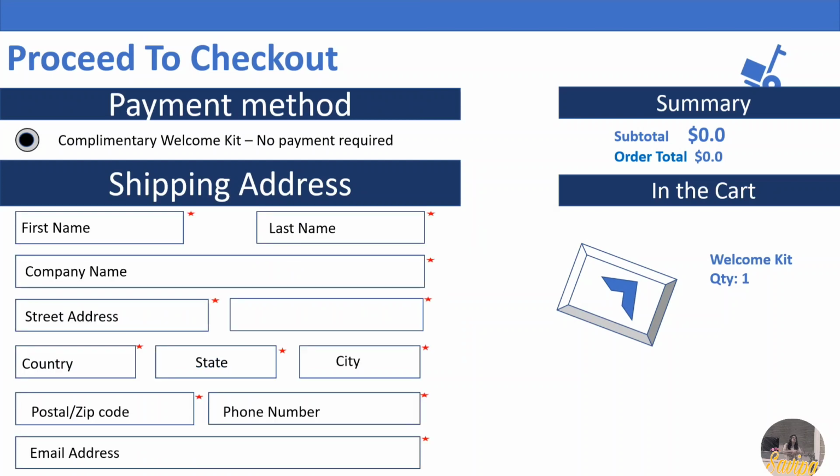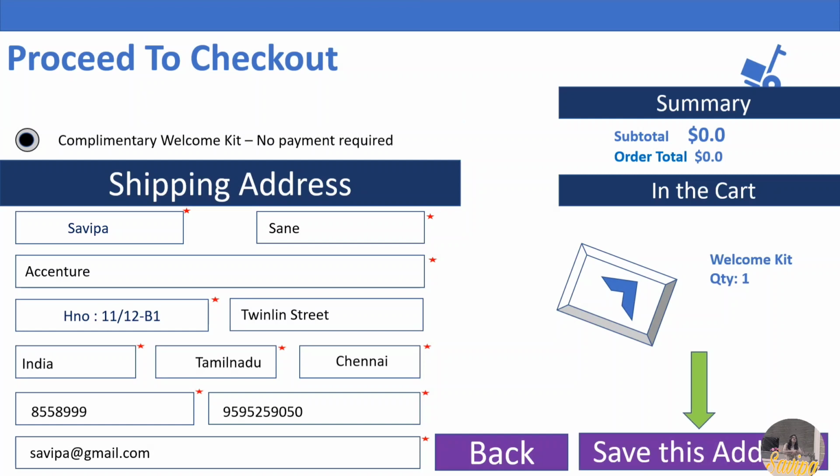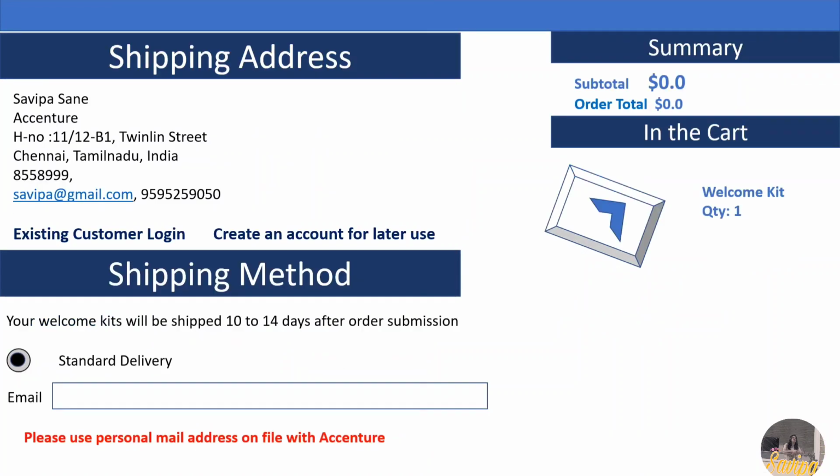You should fill in all your details like first name, last name, company, street address, country, state, city, postal or zip code, phone number and your email address. I provided sample data here for your reference. Please have a look at it. Now click on save this address. Here select the standard delivery radio button.